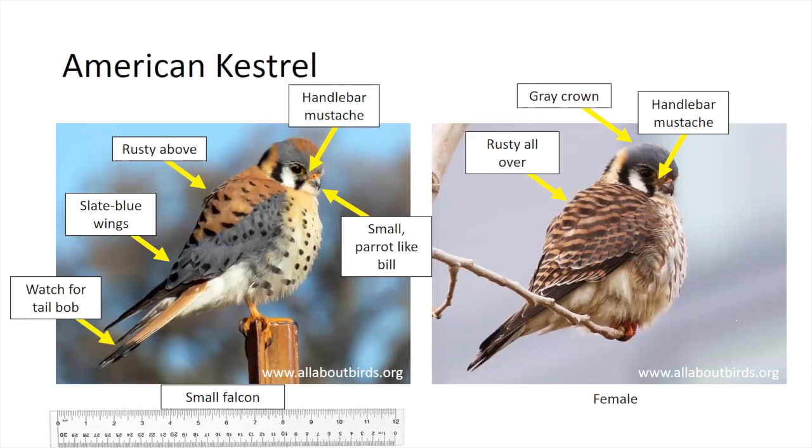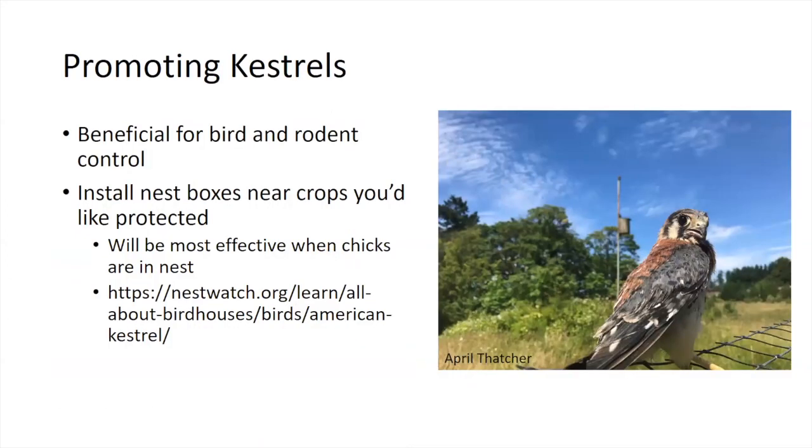So oftentimes you'll see them fly down and pick up a rodent and then fly back up to a power line where you can see them bobbing their tail. Kestrels have recently been shown to be extremely beneficial for cherry production through both direct consumption and scaring away of pest birds and rodents. And if you want to try to attract kestrels, installing nest boxes is a really good way to do that. They're going to be most effective at controlling pests when the chicks are in the nest and they're the most territorial. And if you want more information about installing a nest box, you can go to nestwatch.org.